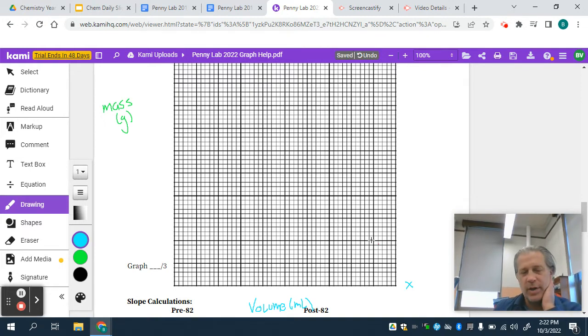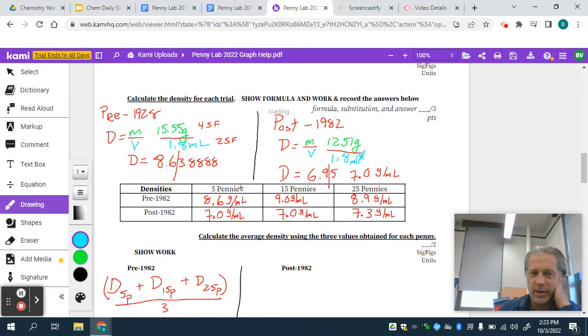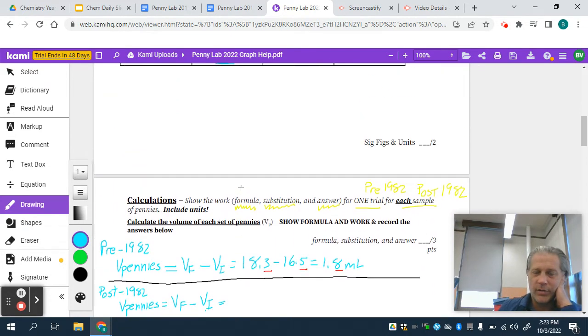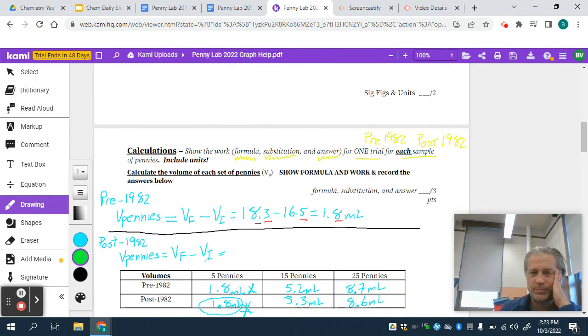Now, the question that a lot of students have is, where am I going to get my numbers and how am I going to graph this? So we're going to go back up and look at our data. Here is our volume, here are our masses. We have a mass of 15.55, a mass of 46.65, and a mass of 77.75. So I'm going to make a T-chart to hopefully illustrate this point a little bit better.